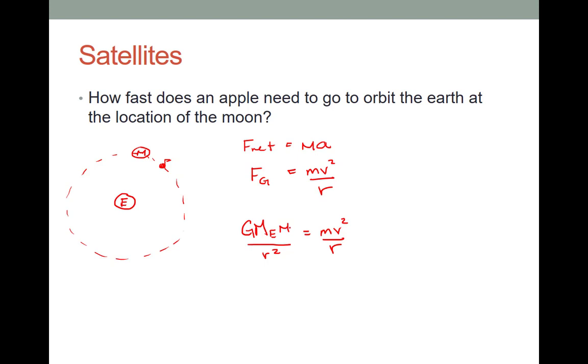We see that the mass of the object that is orbiting, little m, cancels. And now I can find a formula for the velocity. V will equal the square root of G times the remaining mass divided by the distance, where this remaining mass is going to be the object that is orbited. In our example, that would be the mass of the Earth.